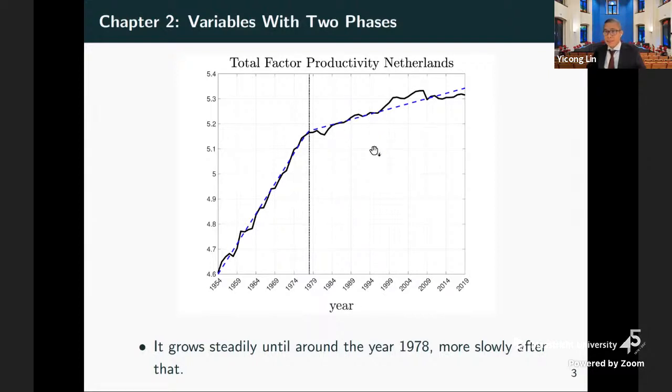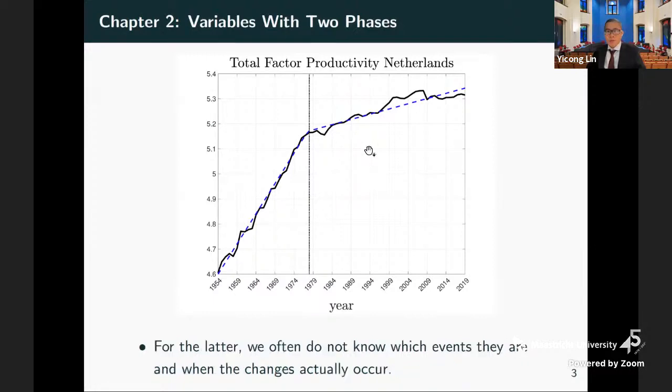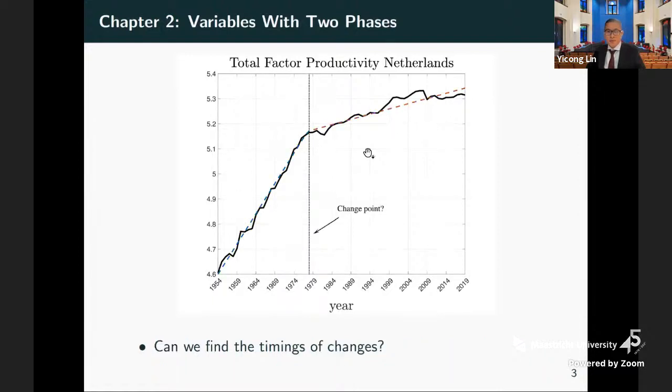Economists have debates about this. Some economists think such transition occurs slowly, but others think such changes are abrupt, maybe due to some external events, such as the energy crisis in the 1970s. But in general, for the latter, we often do not know which external events they are, and therefore also do not know when the changes actually occur. So my first question is, can we find the timings of changes?